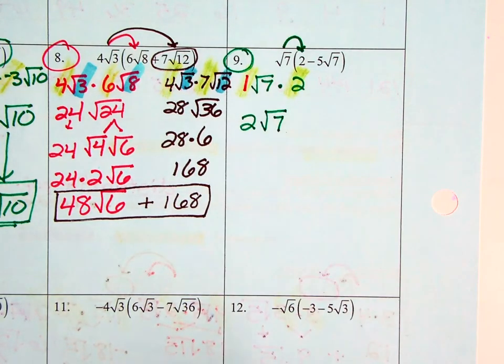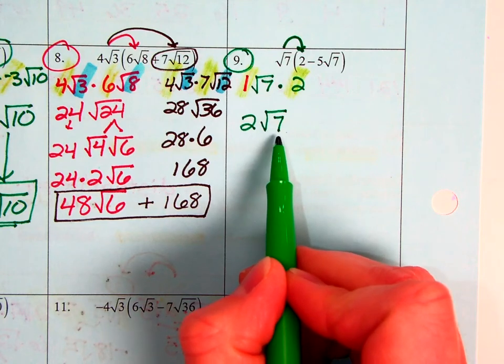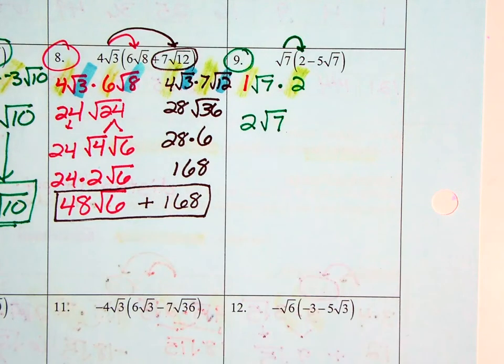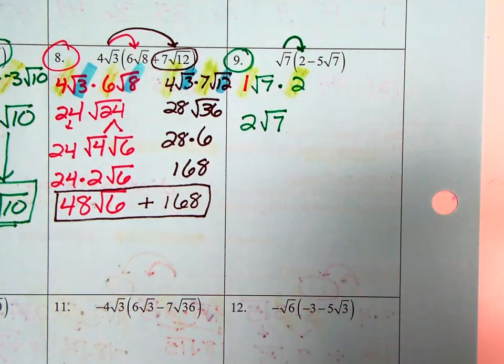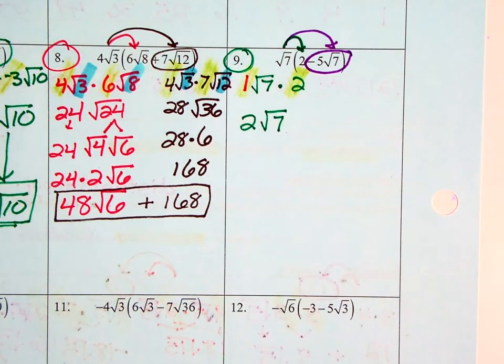Then I need to try to simplify square root of 7. Well, 7 isn't a perfect square, and there's no number that goes into it evenly, so I'm done at that point. Then I need to go ahead and distribute the square root of 7 times negative 5 square root of 7.